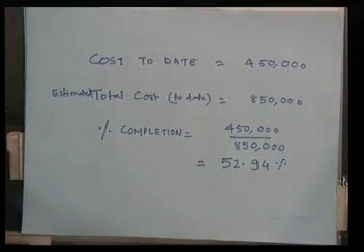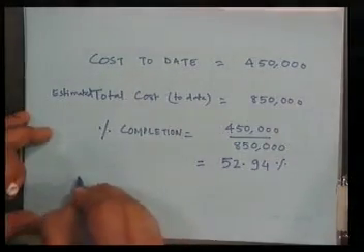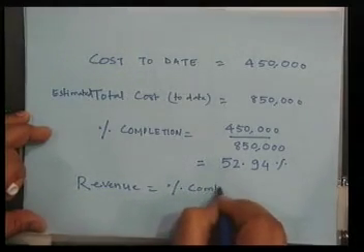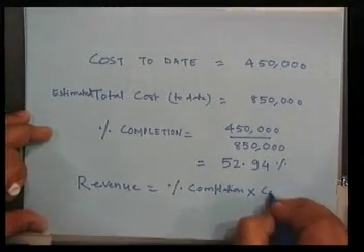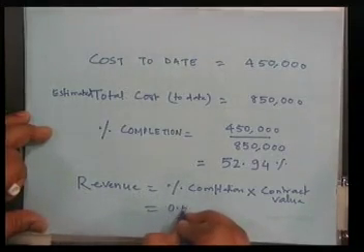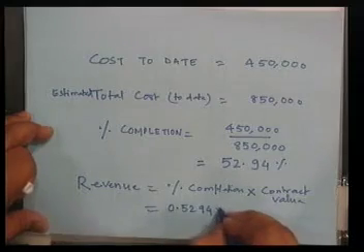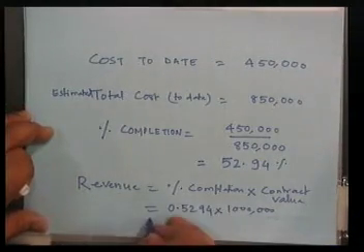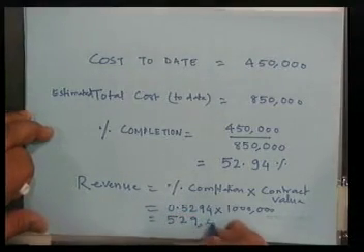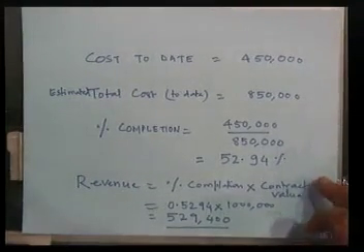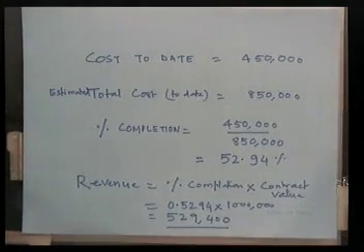Now, using this percentage figure, we can calculate how much revenue has been realized for this particular project. If you remember the formula, revenue is given as percentage completion multiplied by contract value. Which happens to be 0.5294 in terms of decimal multiplied by 1,000 rupees. So, you will find this to be equal to 529,400 rupees. So, this is as far as revenue is concerned for this particular project as on date. This is a very small and simple example we have taken.